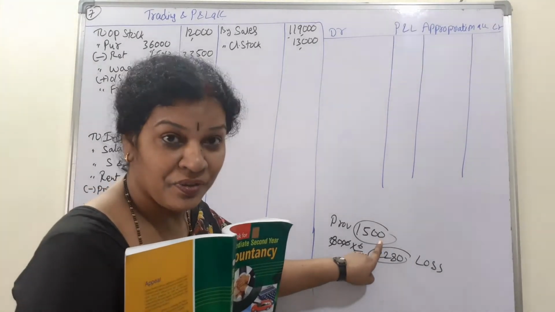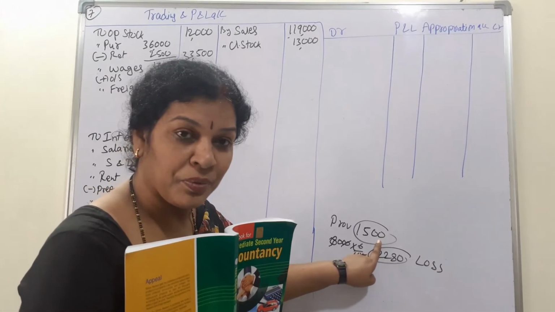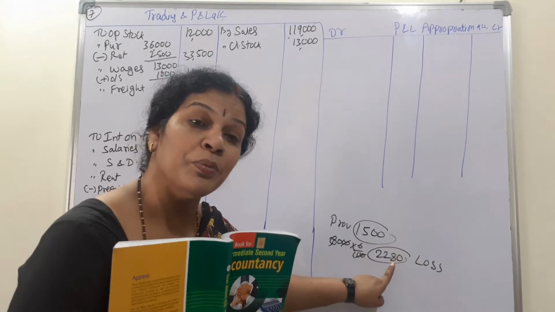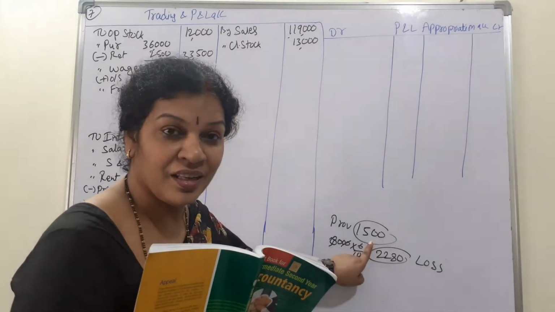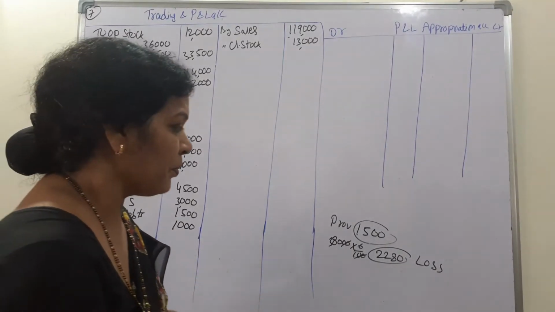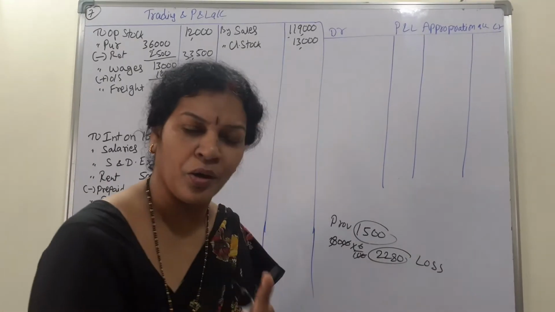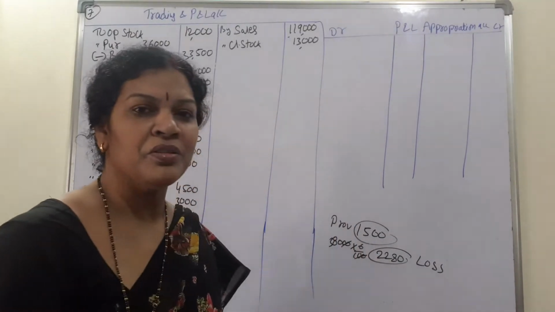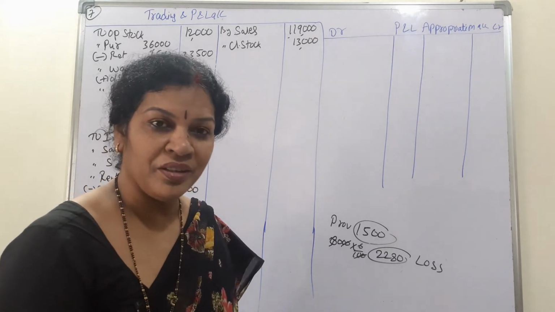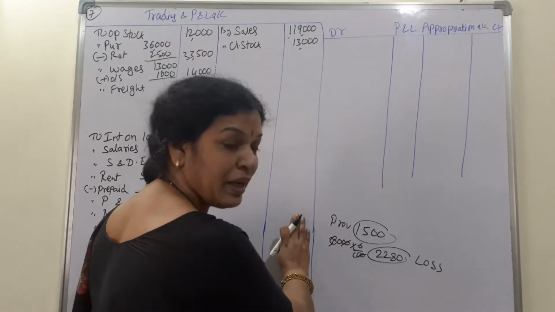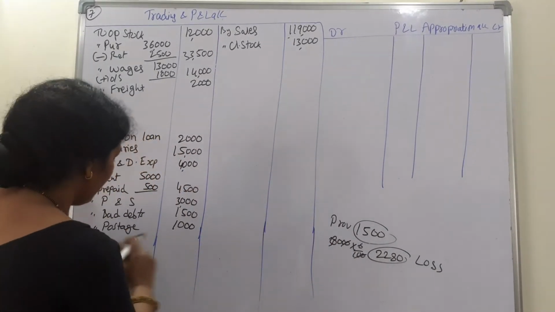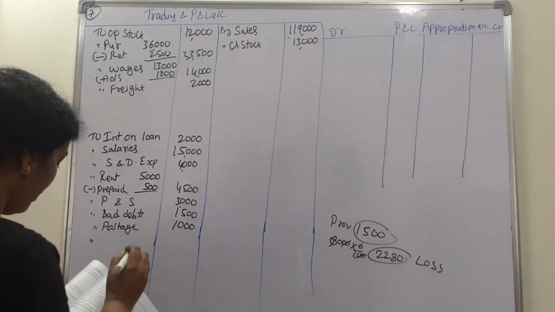We actually provided 1,500, but we have a loss of 2,280. Loss is more, and this is less. When loss is more, the difference comes on the debit side. If suppose loss is less, say 1,000 rupees, we kept a provision of 1,500. From 1,500, we could have recovered 1,000, and the balance amount 500 we would have written on the credit side. But here loss is more. When loss is more, the difference comes here, provision for bad debts.